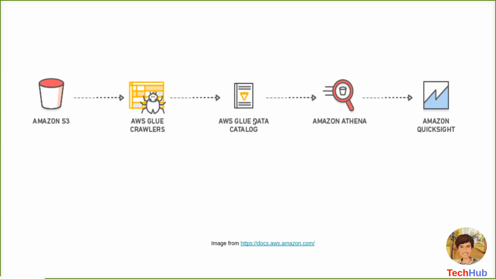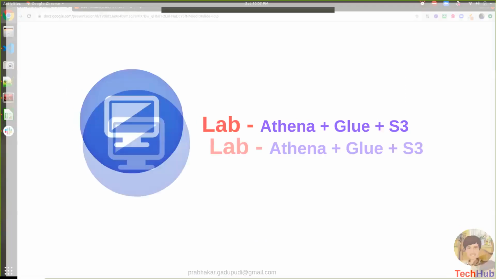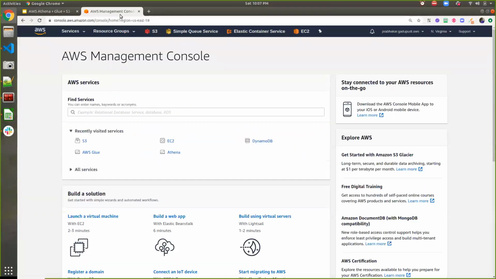Once this kind of setup is done, I can directly go to Athena and file SQL queries for fetching the data. There is one more concept called Amazon QuickSight, where I can do the analytics on top of that. But in this demo, it is out of scope; I will cover it in the next demo. So now let's go to the demo part: how to configure and set up Athena and Glue, and how to perform the Athena operations on top of that. Here is my AWS Management Console.